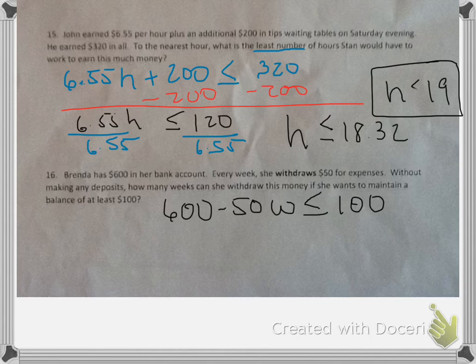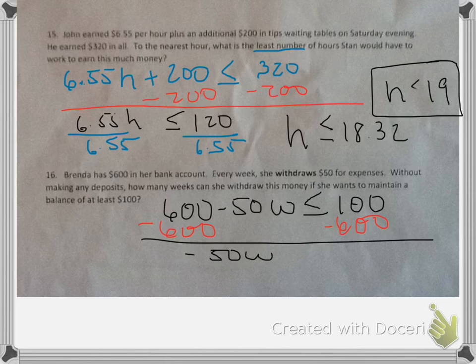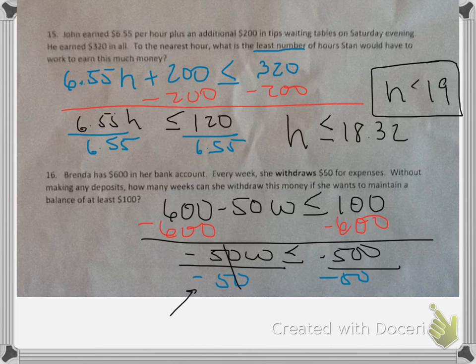Alright, so I'm going to subtract $600 from both sides. And when I do this, I have negative 50W, remember W represents the weeks, is at least negative 500. Now we're going to divide both sides by negative 50. And you should see that because this is a negative, we flip our inequality. So W will be less than or equal to 10 weeks.